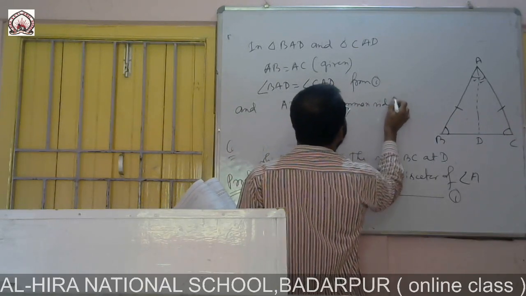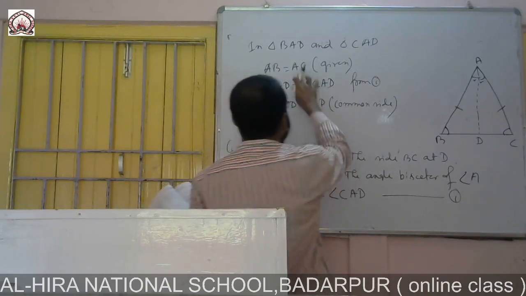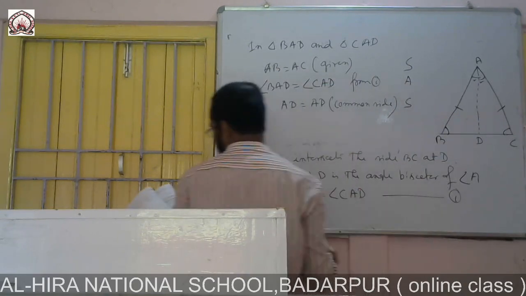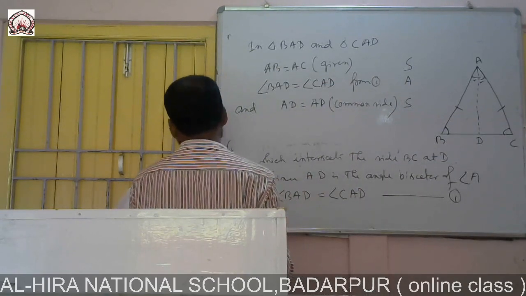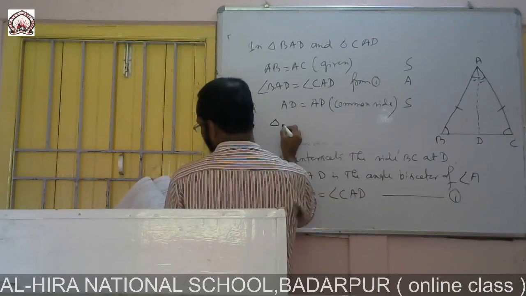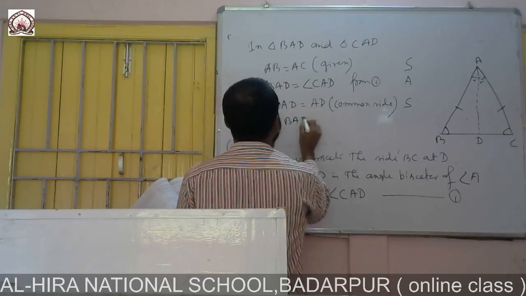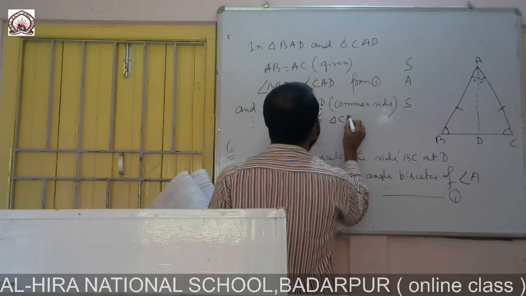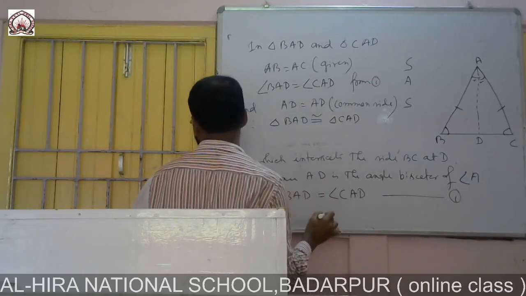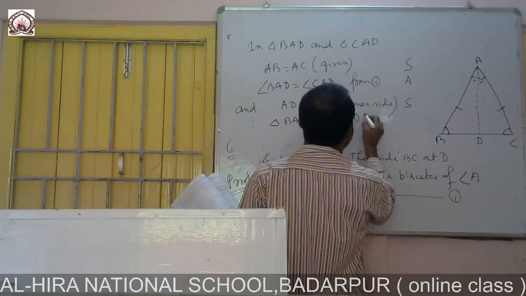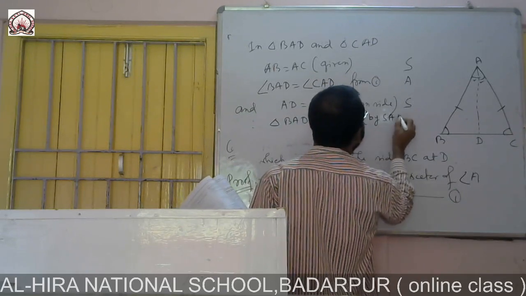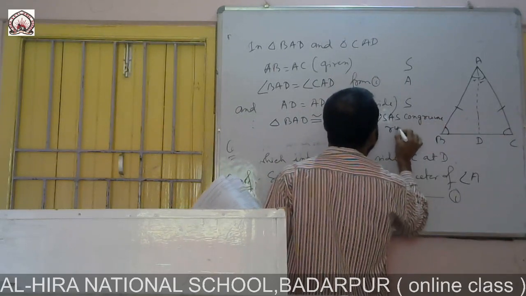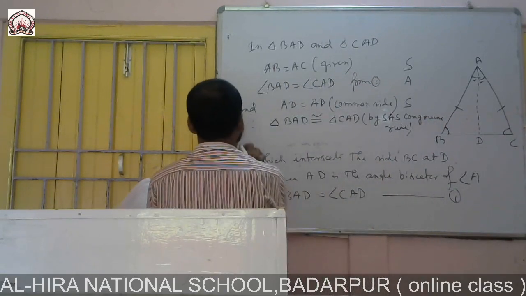Now you see, this one is side, this one is angle, and this one is side. So we can say triangle BAD is congruent to triangle CAD by the SAS congruence rule.